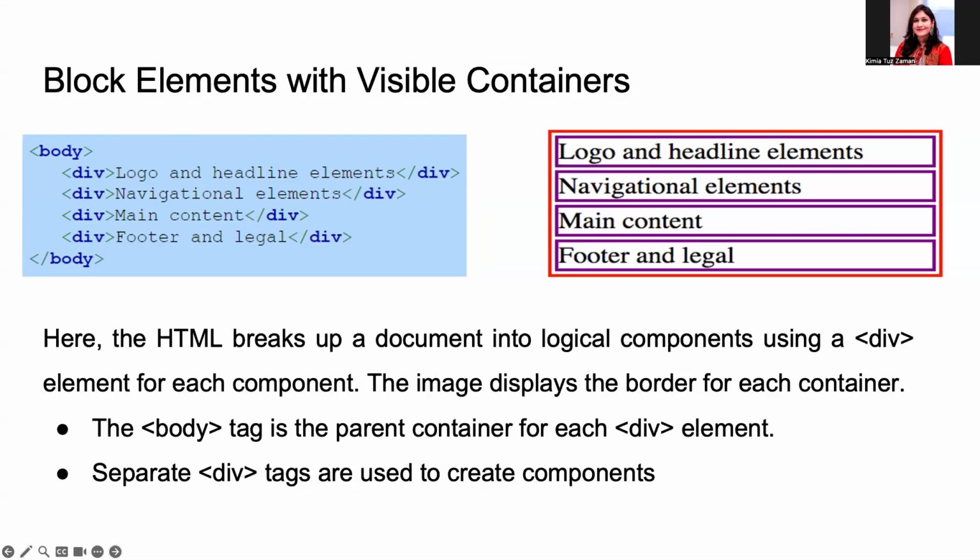On the right hand side, you can see how the browser displays these containers when we add borders. It becomes really clear how each div forms a separate block. This is why div is so commonly used. It's a flexible block level container that lets us build the structure of a web page step by step.